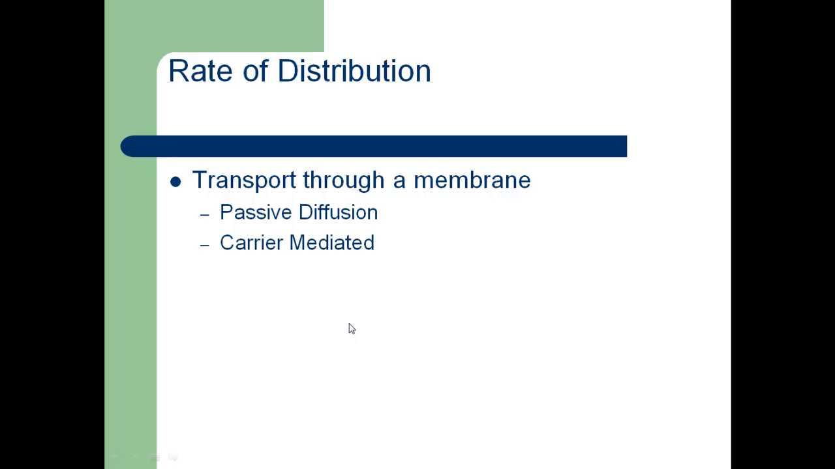Those are the drugs that really were able to cross the membrane easily. That's exactly what passive diffusion is. It's just going across the membrane because of the characteristics of the drug, and it doesn't require any energy.